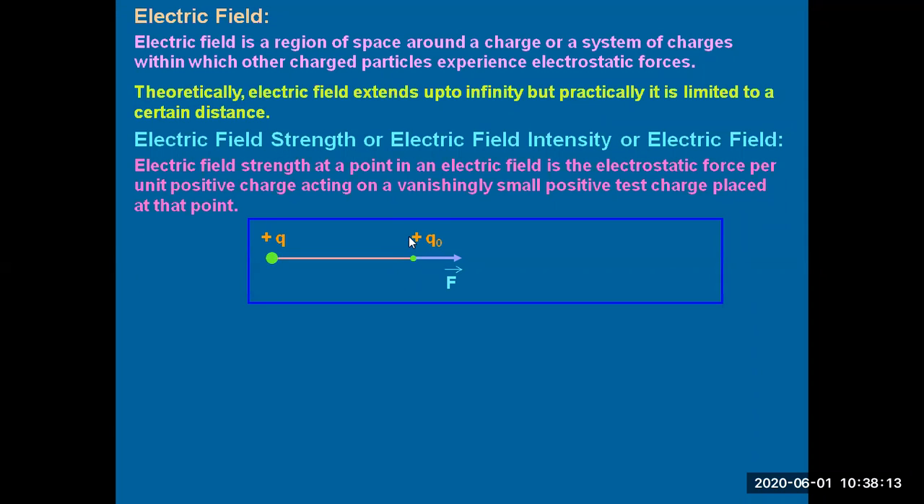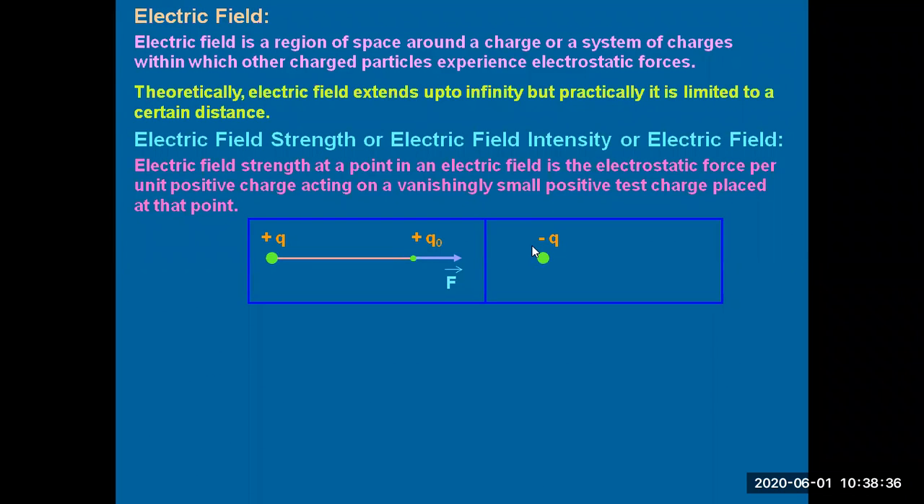So what do like charges do? They will always repel against each other. So you can see plus Q is here, plus Q naught. This is called your test charge. If you have a positive charge and the test charge is also positive, then electric field will be in the positive direction. Check the second example.